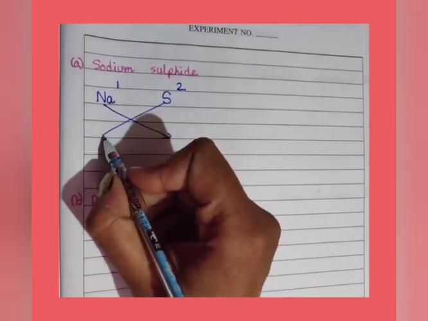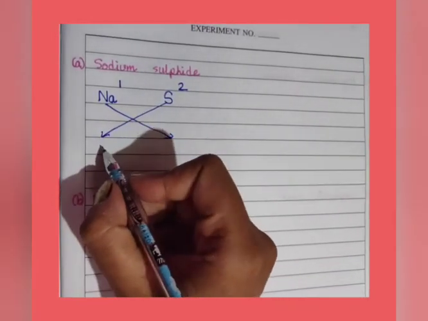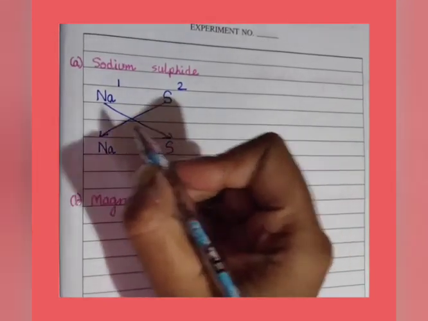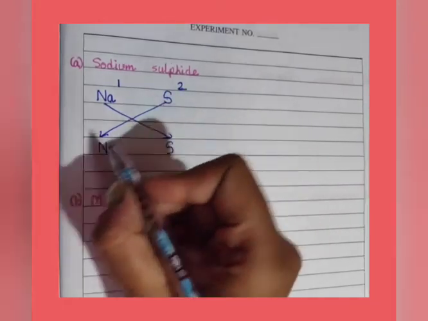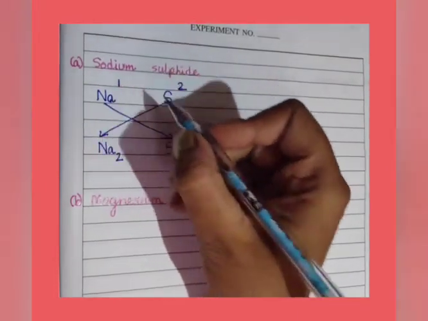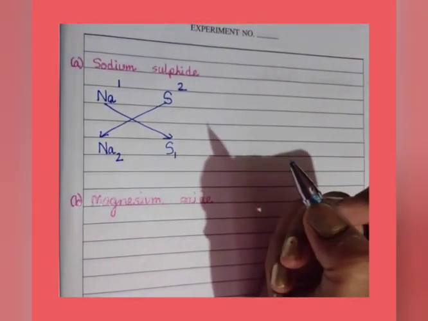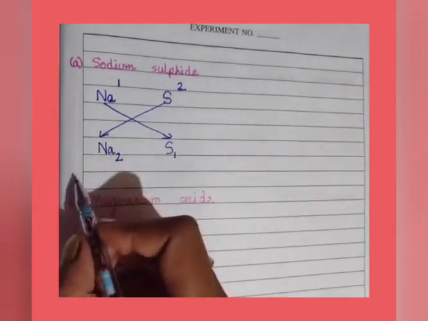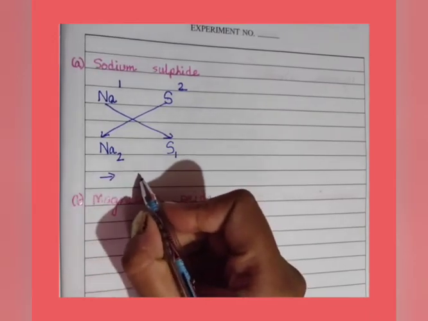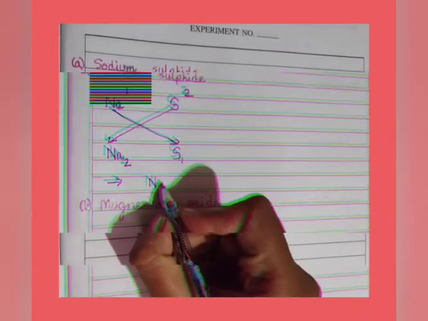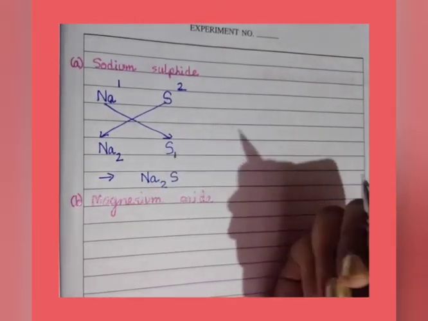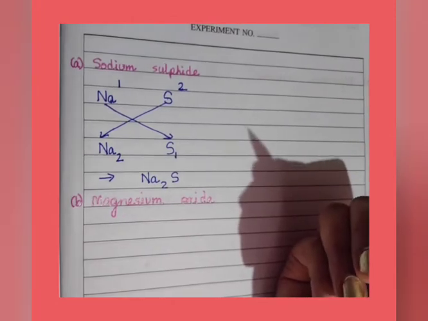Now they will interchange the valencies. When they interchange the valencies, the valency of sulfur, which is 2, will come here as subscript. The valency of sodium, which is 1, will come here as subscript. So you see here how they have interchanged their valencies. So what is the formula of the compound? It is Na2S. We are going to ignore 1. It is not necessary to write.